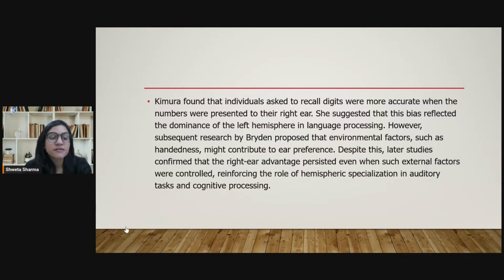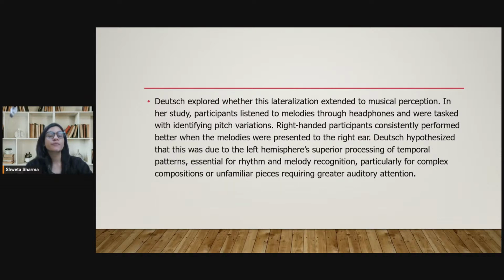If somebody is lefty, he would prefer to hear from the left side. If somebody is righty, he or she would prefer the right ear advantage. So despite this, later studies confirmed that the right ear advantage persisted even when such external factors were controlled. Still, people were more inclined towards using the right ear. So they concluded that it's not just the auditory task, but also cognitive processing. Dosh explored whether this lateralization extended to musical perception. In her study, participants listened to melodies through headphones and were tasked with identifying pitch variations.